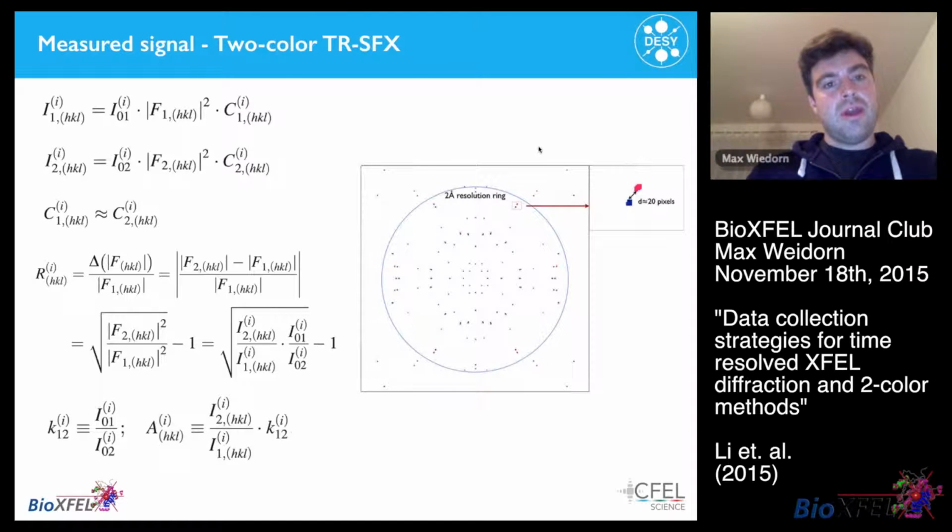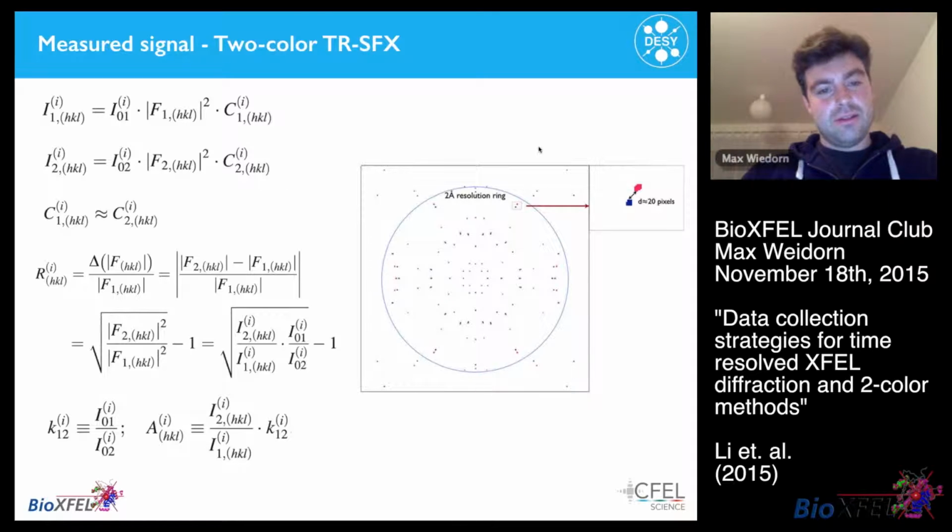And now the new thing here is that since the time between these two X-ray pulses is so short, one can assume that nothing on the crystal side has changed, so that one can say C1 and C2 are approximately equal. And then one can calculate the change in structure factor amplitude by taking the difference over the structure factor 1, which should all be known.